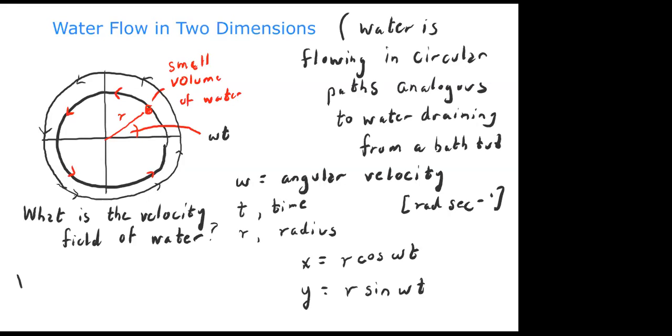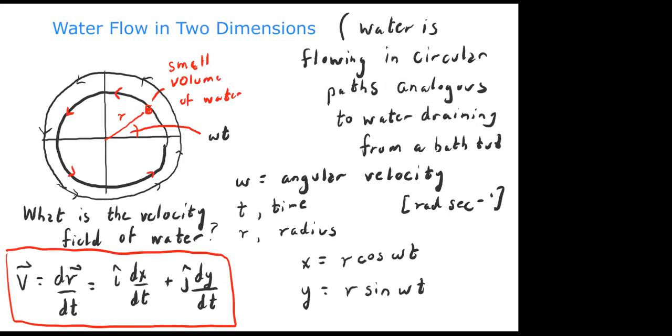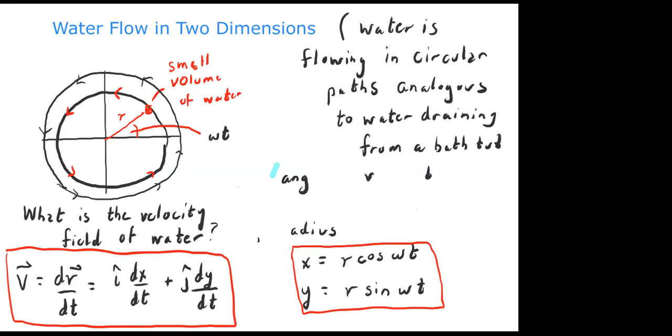So you know how to do this, right? Velocity is just the derivative of a position vector. And in two dimensions, that's just i hat dx/dt plus j hat dy/dt. So that's formally what the velocity field of water should look like in this two-dimensional model. I have the information that will allow me to calculate these total derivatives, because I know what x and y are in their time dependence. So I'm good to go. So I'll keep my figure for a moment.